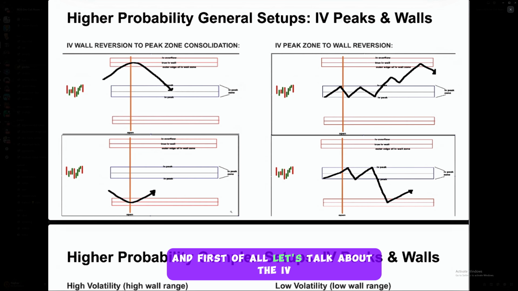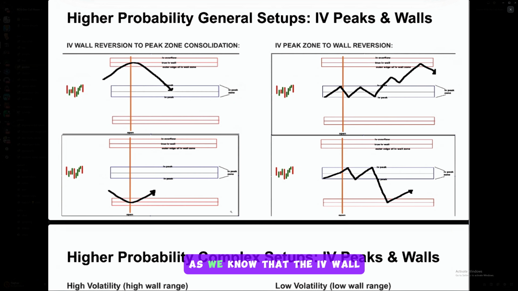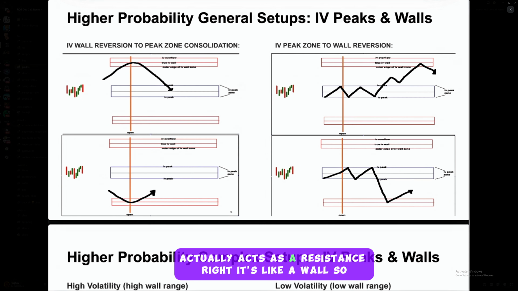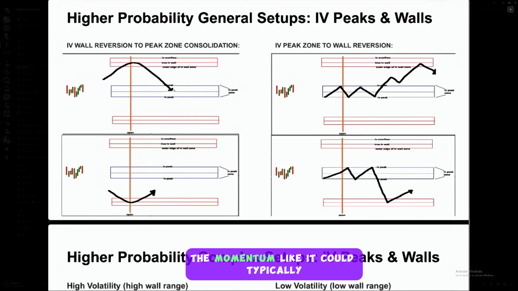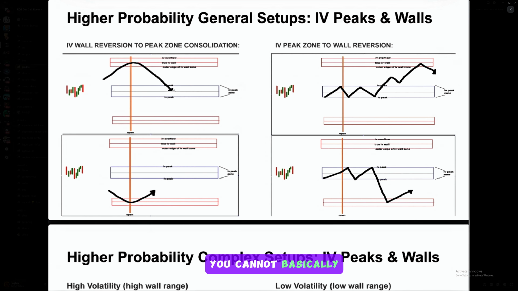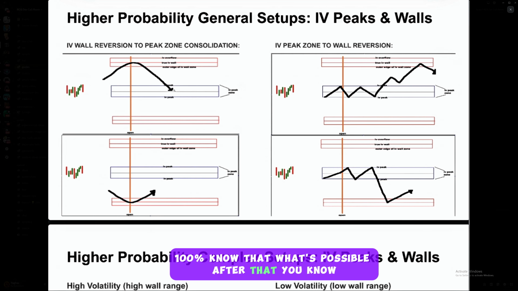First of all, let's talk about the IV wall reversal to the peak zone. As we know, the IV wall acts as a resistance, right? It's like a wall. So rather than breaking through it cleanly, we can expect a price rejection. And this rejection makes the price go to the IV peak zone, right? And once the price reaches the peak zone, the momentum could typically cool down. We could see consolidation, and you cannot be 100% sure what's possible after that.